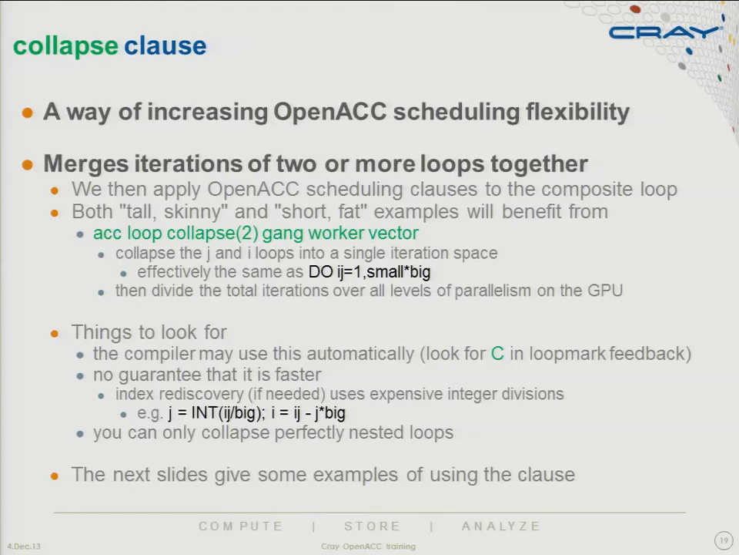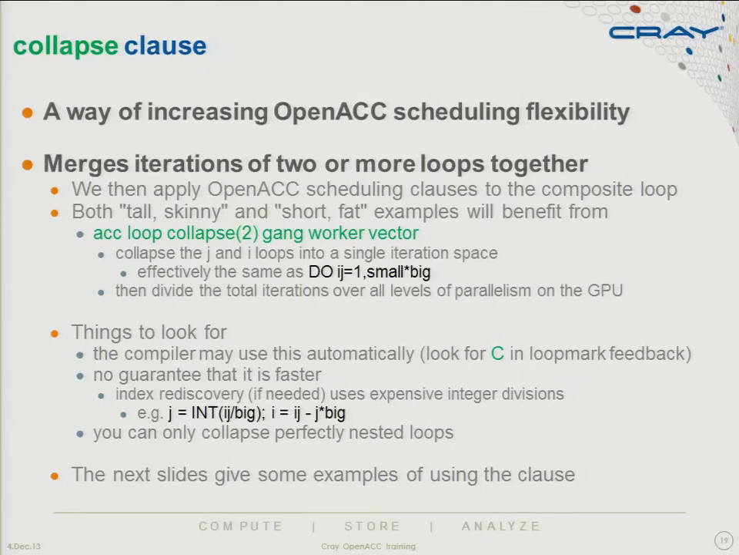So in this example where we've got two loops, above the outer loop I say ACC loop collapse 2 gang worker vector. What that will do, essentially, is make them one loop with a combined trip count, and then divide those iterations over the levels of parallelism on the GPU. It breaks down that strict hierarchy of one loop and the other loop, where each loop gets partitioned separately. It pushes them together and partitions them more evenly, and you get better performance.